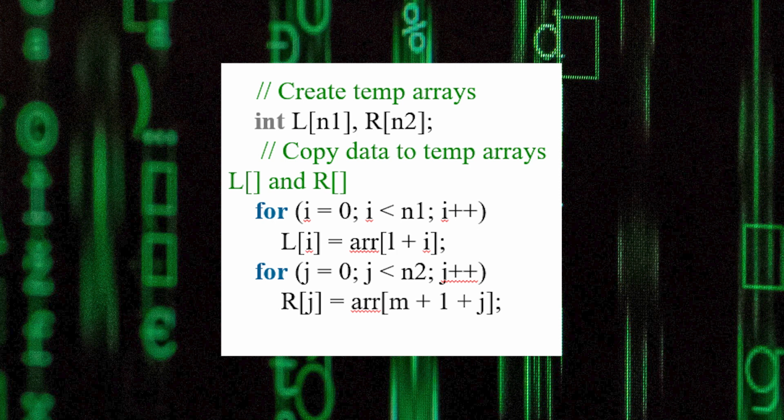Here 2 for loops are there. This for loop is for copying. The values are transferred to L and the values are transferred to R. L and R are nothing but temporary arrays. Here we are following 2 for loops to transfer the values of the subdivided array into L[i] and R[j].